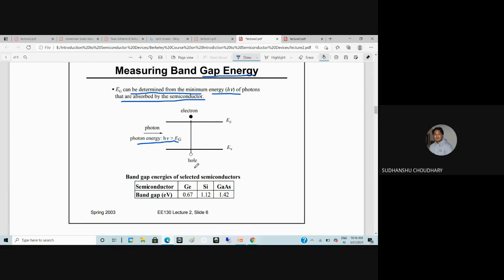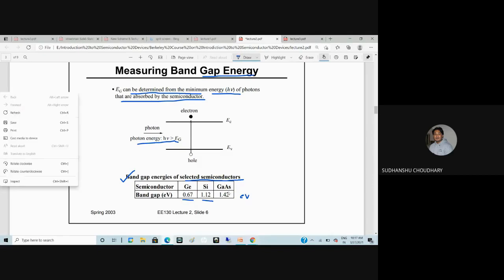Now you will find the band gap energies of some popular semiconductors. For example, germanium has a band gap of 0.67. Similarly, silicon has a band gap of 1.12 eV. All these values are in electron volts. And similarly, gallium arsenide, a compound used in LEDs, has a band gap of 1.42 eV.